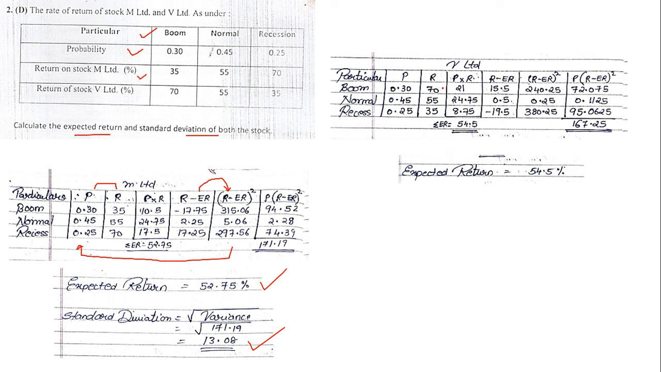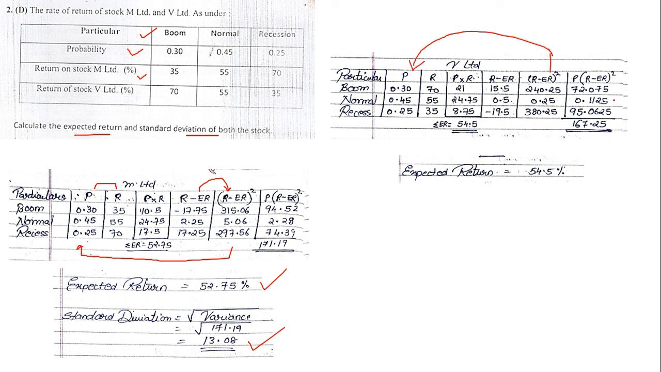The next column will be R minus ER. So 70 minus 54.5, 55 minus 54.5 and 35 minus 54.5. We get the values as 15.5, 0.5 and negative 19.5. Square them up. So we get the values as 240.25, 0.25 and 380.25. Once you get the square, multiply that with the probability.